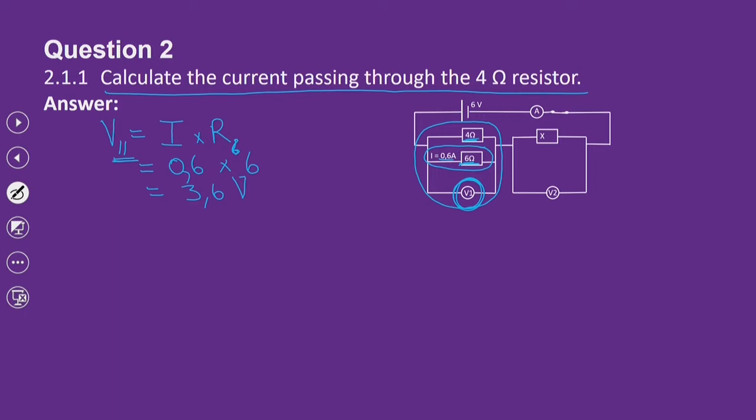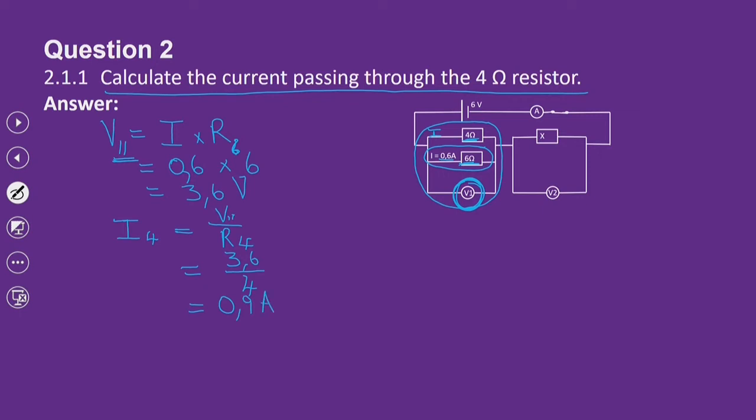Now, what is the next thing we can go and calculate? Knowing what V1 is, we can go and calculate what is the current flowing in the 4 ohm. So we can go and say the current in the 4 ohm is equal to V over R. What is the potential difference at that 4 ohm? It's in the parallel combination, therefore I will have V parallel there. We are looking specifically at resistor 4 ohm. So let's go and substitute. V parallel is 3,6. And the resistance that we are looking at is the 4 ohm. And 3,6 divided by 4 gives me 0,9 ampere.